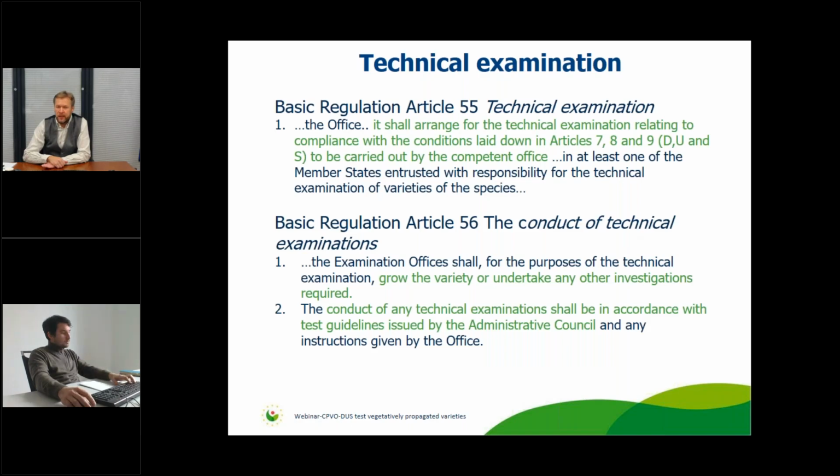If the application documents are complete and valid and we don't find any impediment to go on with the application processing, we have to arrange for the technical examination. This has to be done in one of our examination offices entrusted by the Administrative Council in order to check whether the variety is really distinct, uniform, and stable. The examination offices use technical protocols for the conduct of the growing trial, which are adopted by the Administrative Council again.